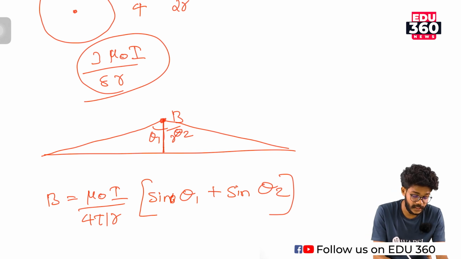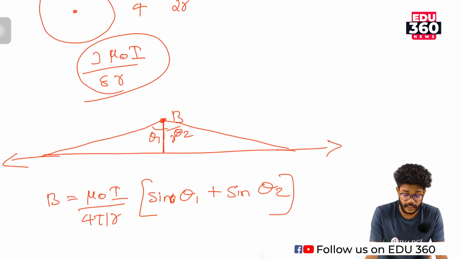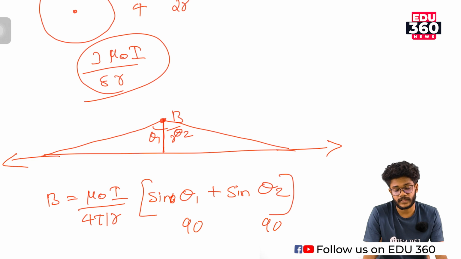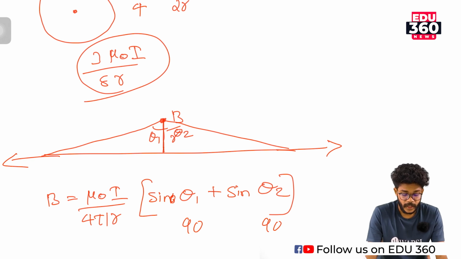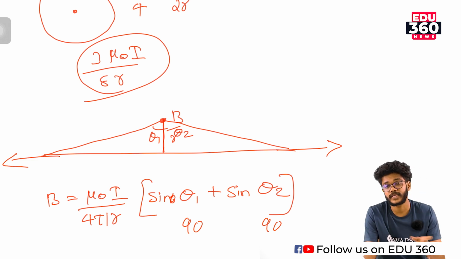If this line is an infinite line, then theta 1 becomes 90 and theta 2 becomes 90. So sin 90 plus sin 90 is 2. So 2 into mu 0 I by 4 pi r gives mu 0 I by 2 pi r, which is the equation for an infinite line.